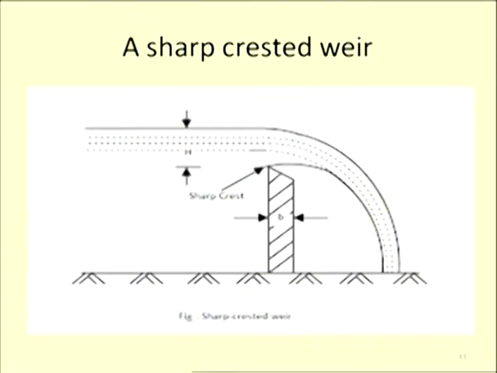Look at this. The water jet is touching here and then jumping out of it. The water is not gliding onto the skin of the top crest of the weir. The touching point is this. So this is a sharp-crested weir. This is a weir and this is the channel. If this does not exist, then the depth here would be less.